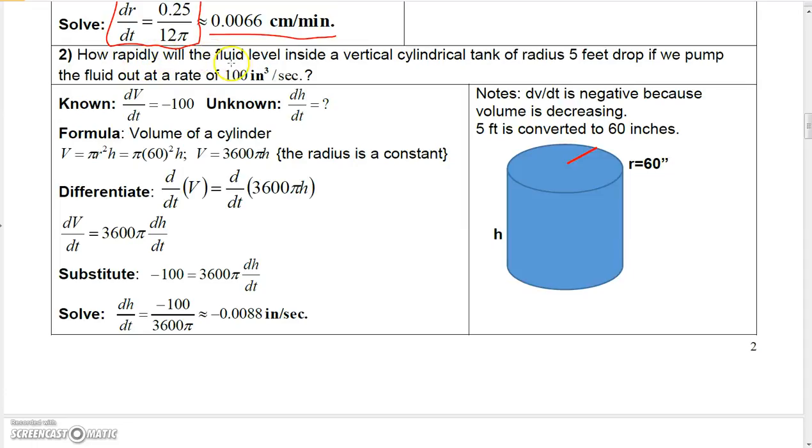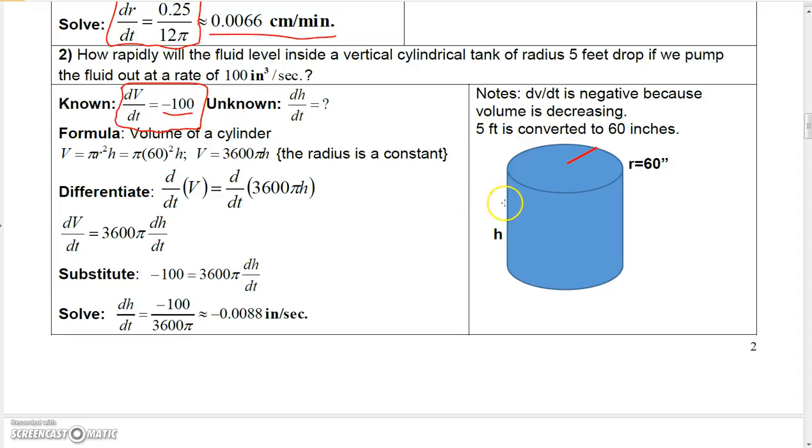It says, how rapidly will the fluid inside a vertical cylindrical tank of radius 5 feet drop if we pump the fluid out at a rate of 100 cubic inches per second? Well, first of all, we know the volume is decreasing, right? Because we're pumping liquid out. So the rate of volume has to be negative. The rate the volume's changing has to be negative.